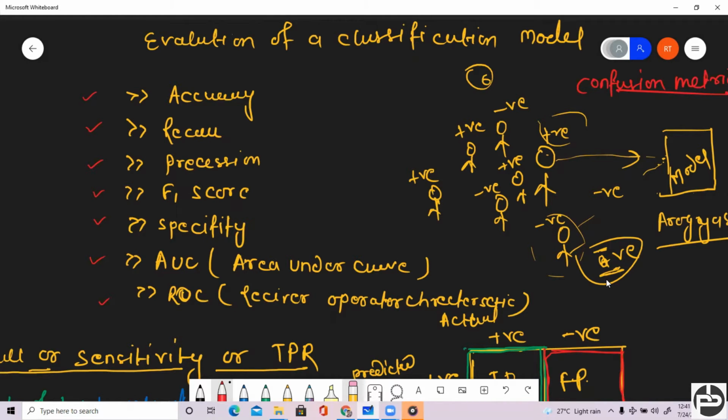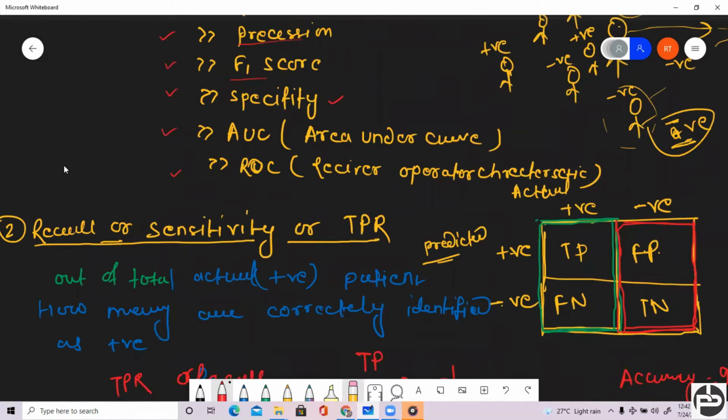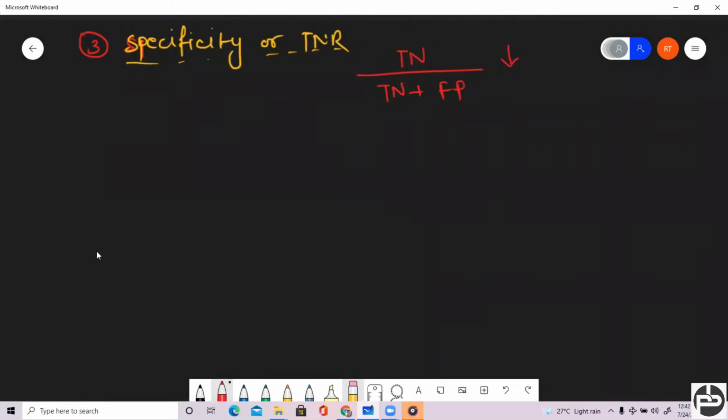In continuation, we had discussed accuracy in my previous video. We had discussed recall. We had discussed specificity. Okay, these three things we had discussed in my previous video. Now we are going to discuss precision and F1 score in this video. Hope you understood today's agenda: to understand precision and F1 score, and how to calculate them. Let's understand these two things.